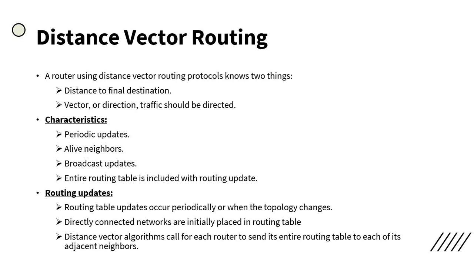And routing updates means when the routing table is updated. Routing table updates occur periodically or when the topology changes, because when the topology changes, the route changes. So that is why the distance is updated. Directly connected networks are initially placed in the routing tables. Distance vector algorithms call for each router to send its entire table to each of its adjacent neighbors. So each and every node has information about its neighbors' routes, so that can help to route the packets easily.